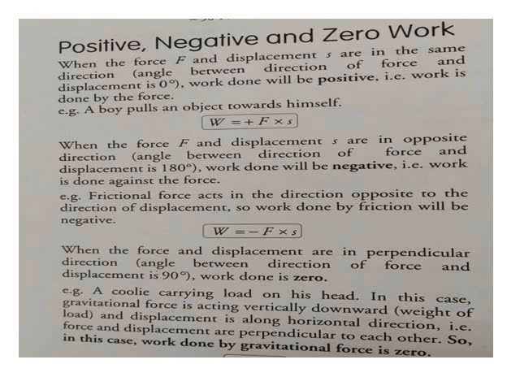Now let us go to the next one. When the force and the displacement are in opposite direction, the angle made between the direction of the force and the displacement is 180, a straight line. Work done will be negative. That is, work done against the force. Example, frictional force acts in the direction opposite to the direction of the displacement. So, work done by the frictional force will be negative.